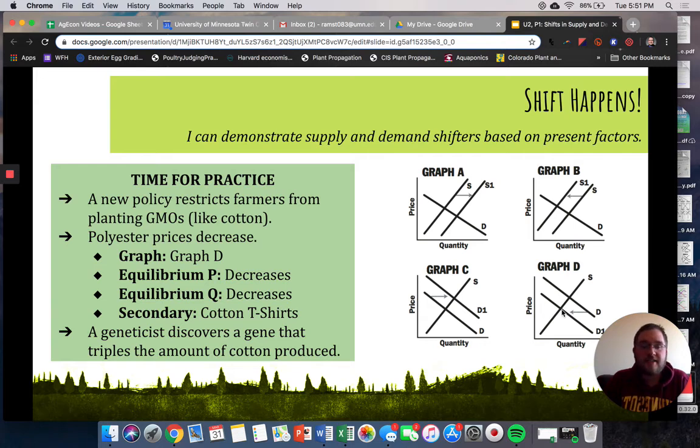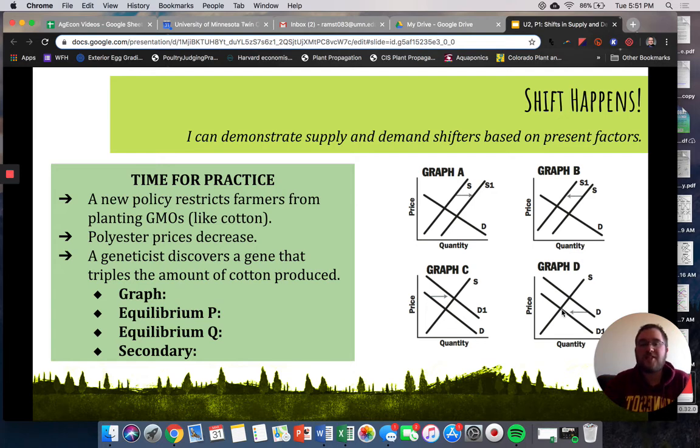Our price is going to decrease, our quantity is going to decrease, and a secondary market that could be affected by this is the cotton t-shirt market. Okay. And the last one, a geneticist discovers a gene that triples the amount of cotton produced in one plant.